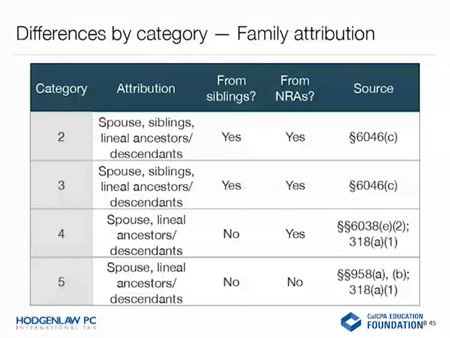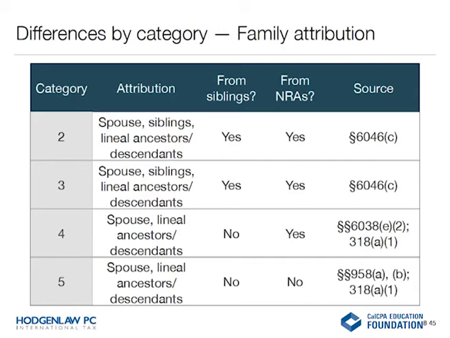All right. So here we have a table listing the different categories of filers, the attribution rules that apply, and where you can find those rules. And this is for the individual's side of things. This is the family attribution side. So I'll go through the table and just explain kind of what we're looking at here and how you could use this. So category 2, attribution, is from spouse, siblings, ancestors, and descendants, so parents, grandparents, children, grandchildren. I've noted in a column, is it from siblings and from non-resident aliens, because those seem to be the two things that can toggle on and off here. Everything else pretty much remains the same throughout all the categories.